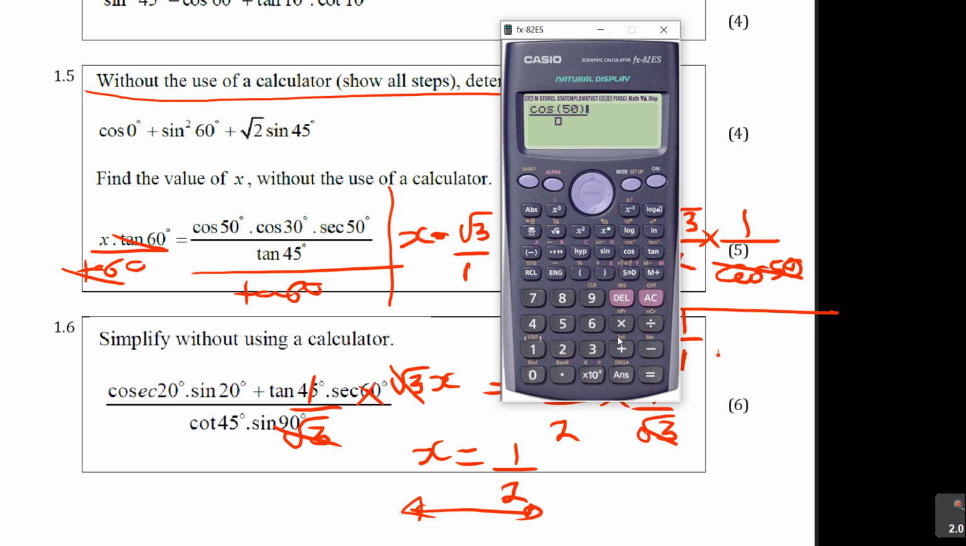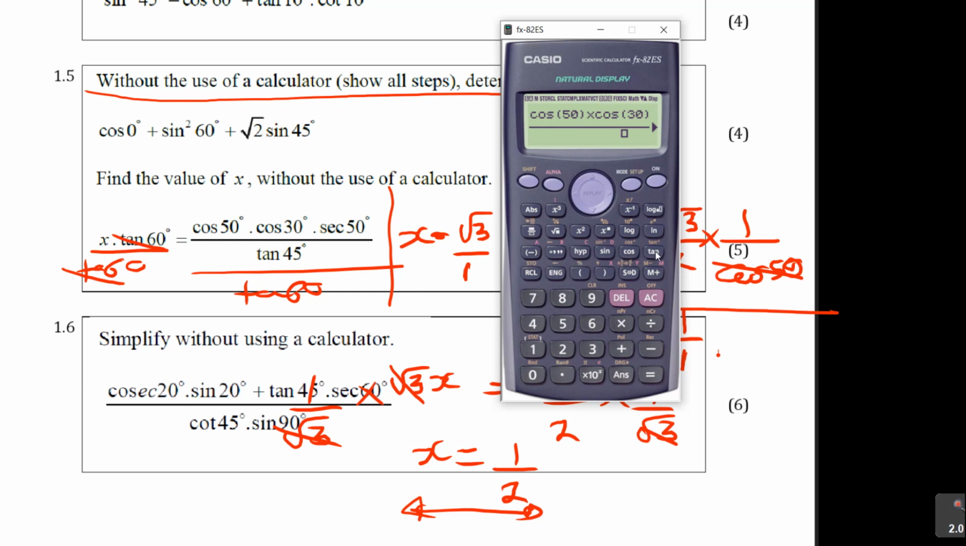Right, close the bracket, times cos 30. You close the bracket, times fraction what? 1 over cos 60, again. Are you getting that? And then all over cot 45. Now this 60 will go to the top.